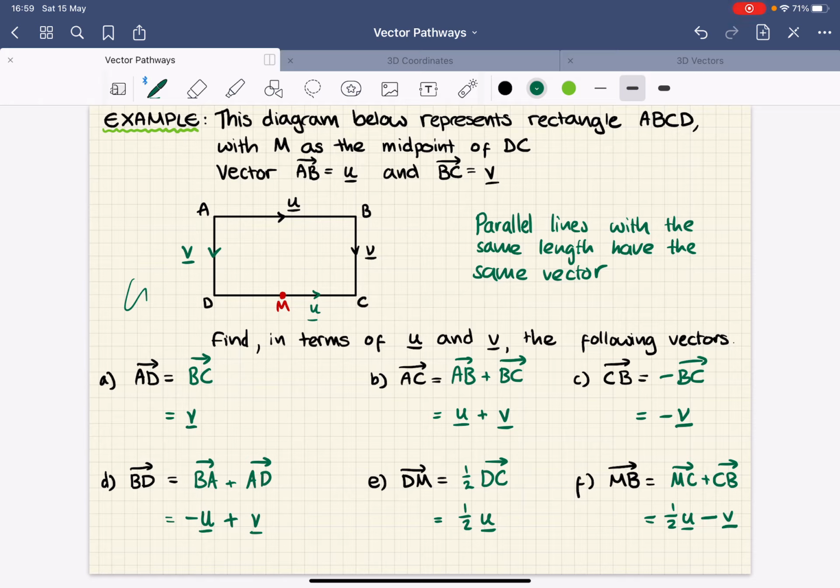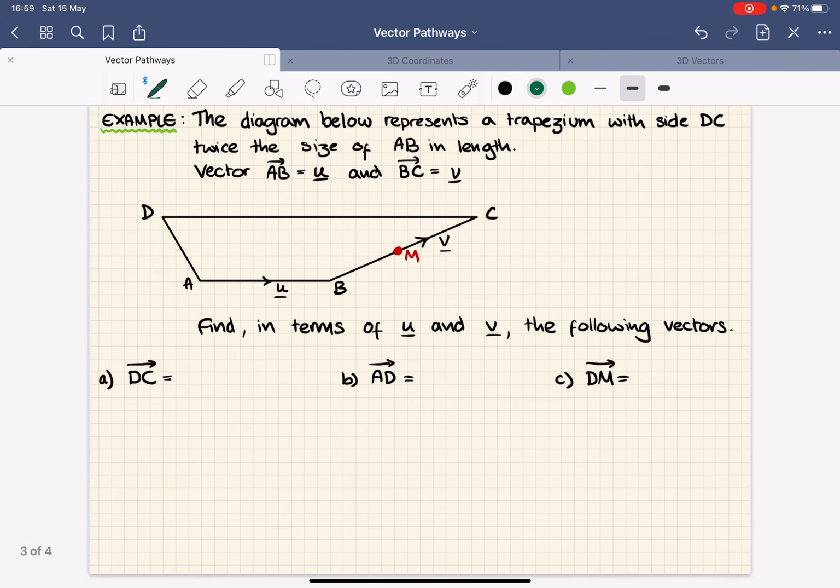All right, so let's take a look at another example then. So next one here, I've got the diagram below represents a trapezium with side DC twice the size of AB in length. Vector AB is u and BC is v. In terms of u and v, find the following vectors. So to start off with, I want to find this total length of this total vector of D to C.